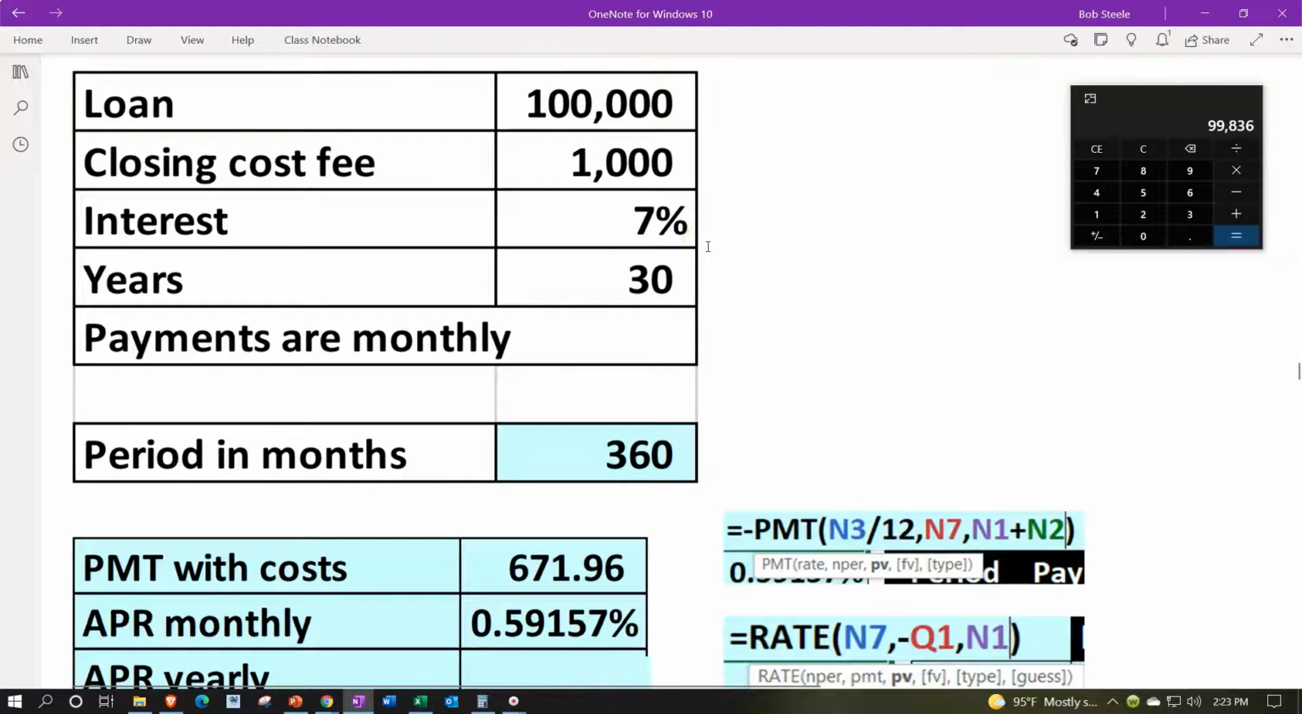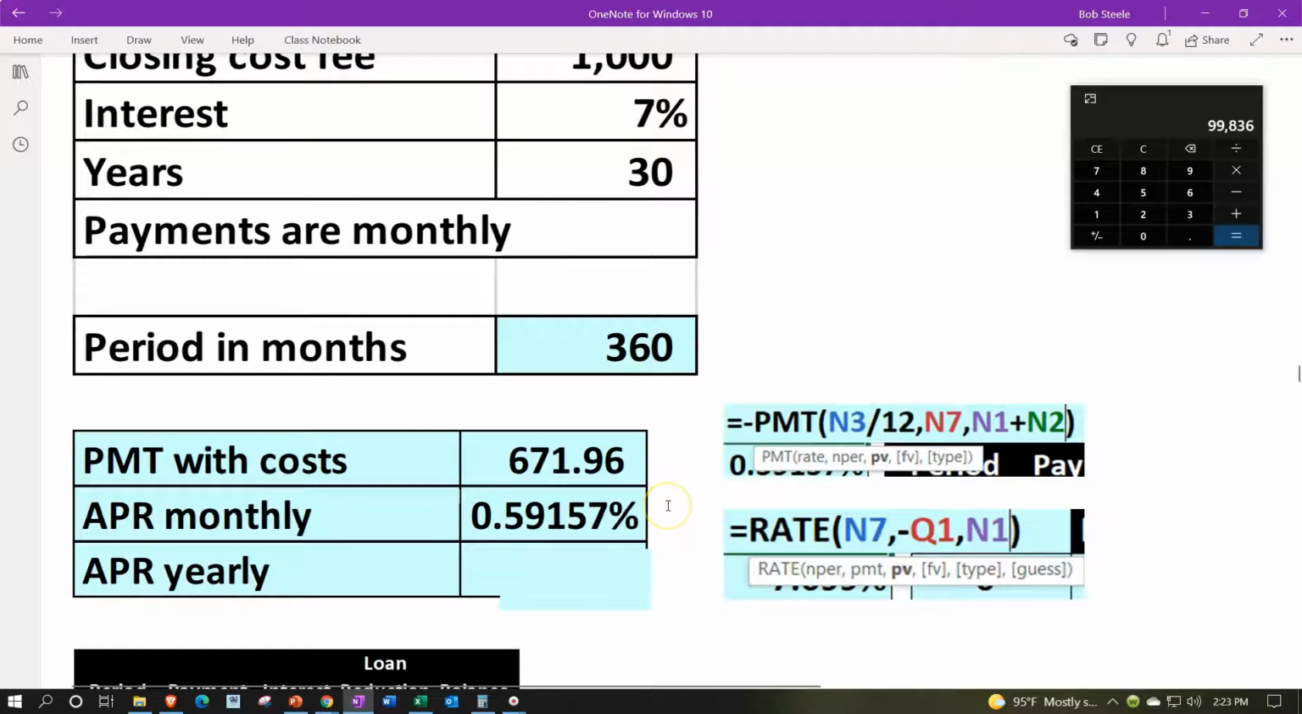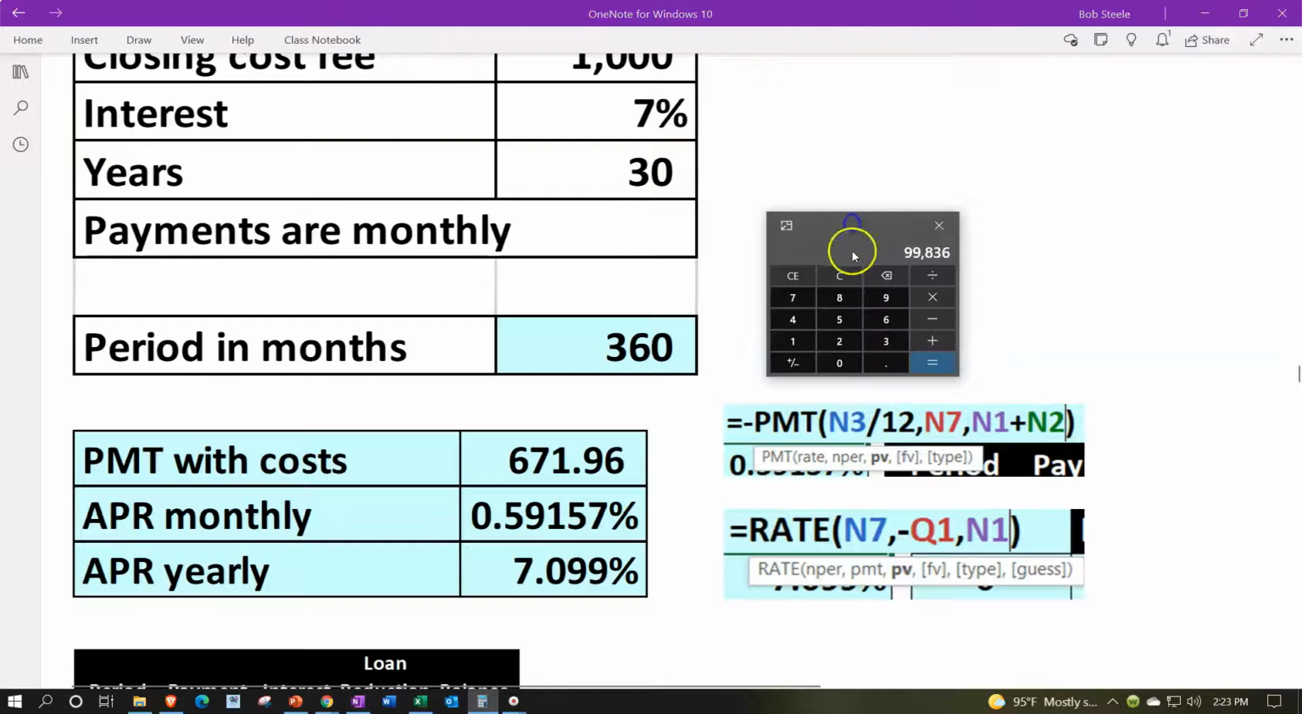But we're not looking for interest, we're looking for APR. So what we're going to do is say that the present value represents the 100,000, not including the closing costs, and that will give us the monthly amount of 0.59157 and so on. If we take that amount and convert it to a yearly amount by simply multiplying it times 12, in other words, we take the 0.0059157 about times 12, we would get about the 7.099.